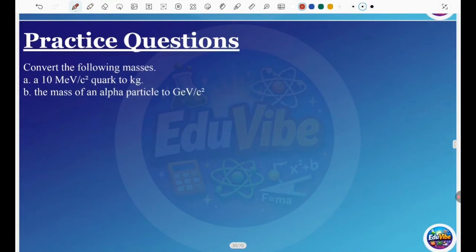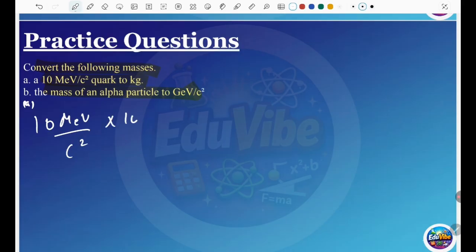We have to convert the masses. The question says convert the following masses. First we have this and then we have this. We have to convert the 10 MeV/c² into kgs. So basically we have to go to the eV part first, then we move on to the joules. We have to convert the mass into joules first.